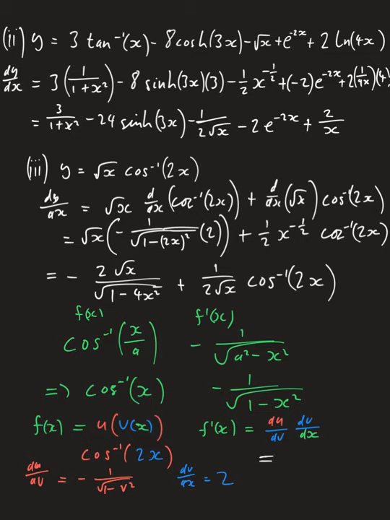I put in 2x again for v, and I got minus 1 over the square root of 1 minus 2x squared, times 2. So that's how I differentiated that inverse cosine of 2x above, just in case there was any confusion on that point.